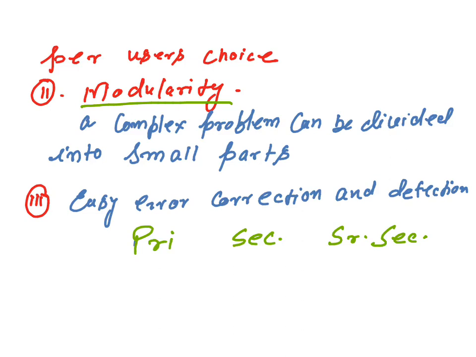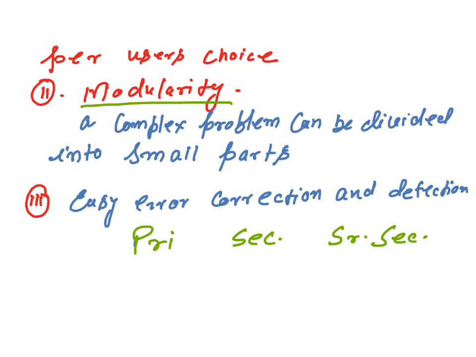Any complex problem can be divided into small parts. And this is a great advantage of the function, that any complex problem can be divided into different modules or different small parts, and these parts can be designed separately. And the third important point is easy error correction and detection.